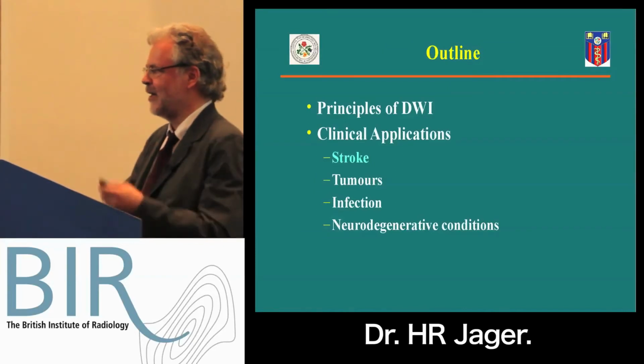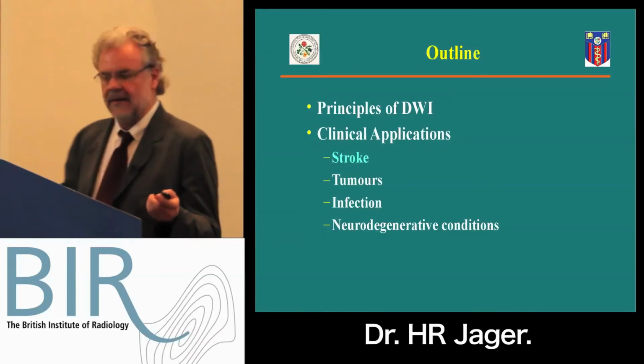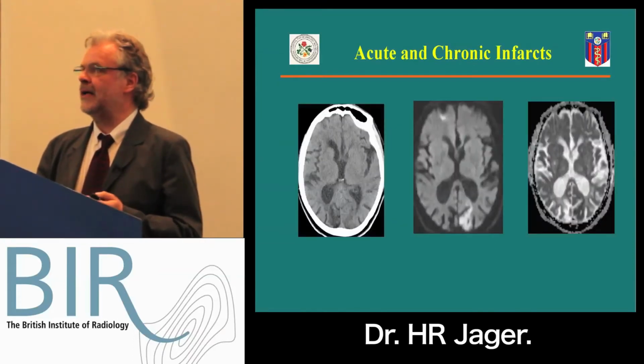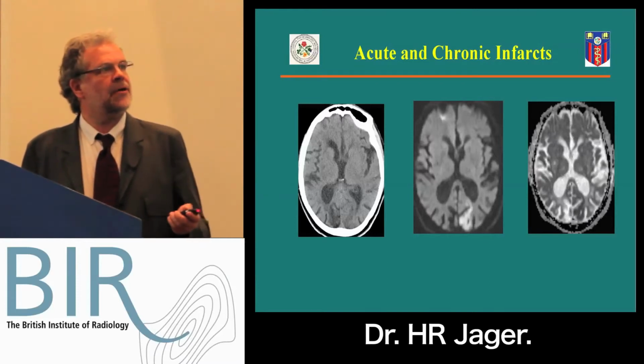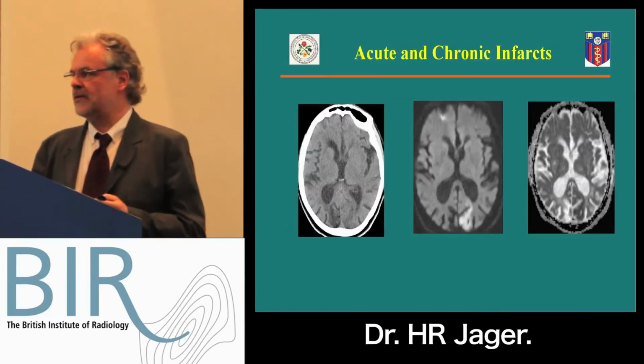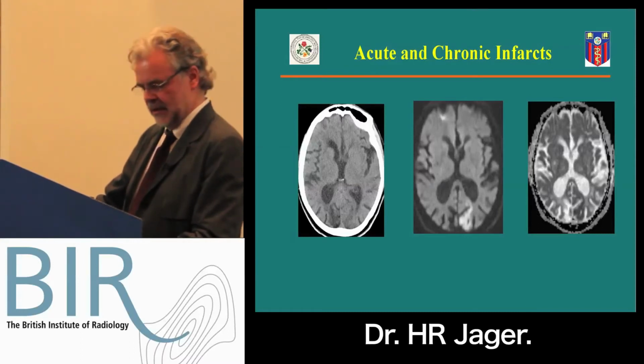Stroke. I'm really grateful to Don, who already showed the usefulness of diffusion weighted imaging in stroke. Here again, to show the differences, this is a woman who suddenly became blind. Why did she become blind? Because she has a chronic infarct here, an acute infarct here. On the diffusion weighted image, this appears bright, the old infarct appears dark. On the ADC map, the acute is dark, and the old one is bright. So here we have two examples of two occipital infarcts, a chronic and an acute one.